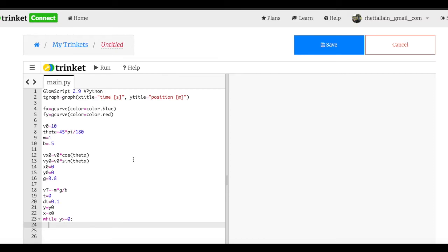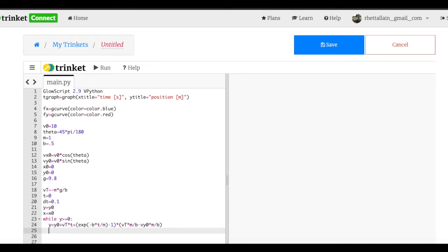Okay, so y is going to equal y0, I'm just typing that in, plus vt times t, plus exponential of negative b times t divided by m, minus 1, times vt times m over b minus vy0 times m over b.